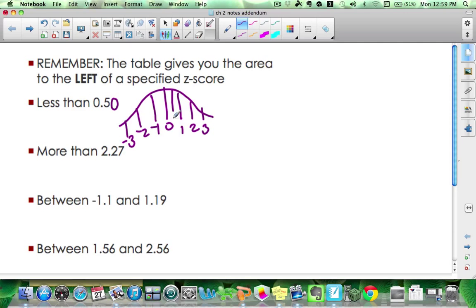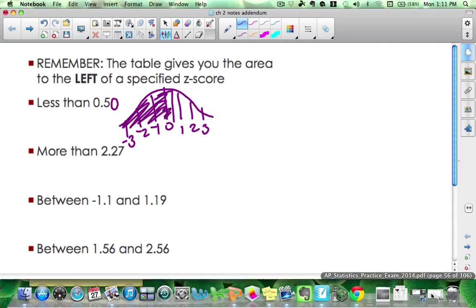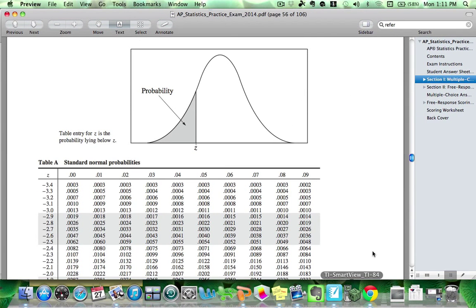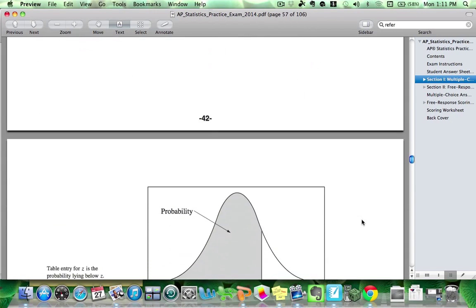Positive 0.50 is right here. Less than means I want to the left. And so I'm going to go to my tables. And the first thing I'm going to notice is that this is a positive z-score. So I'm going to start on the page with the positive z-scores.